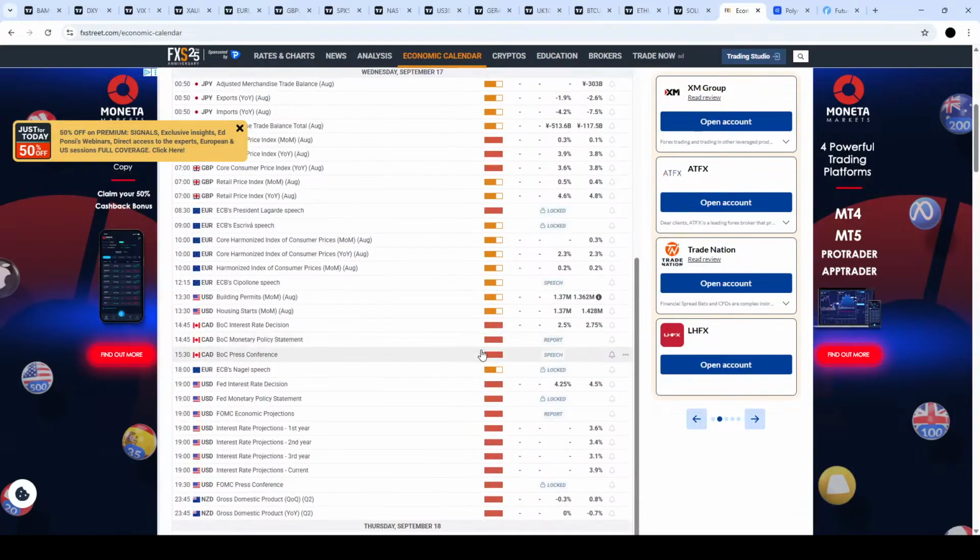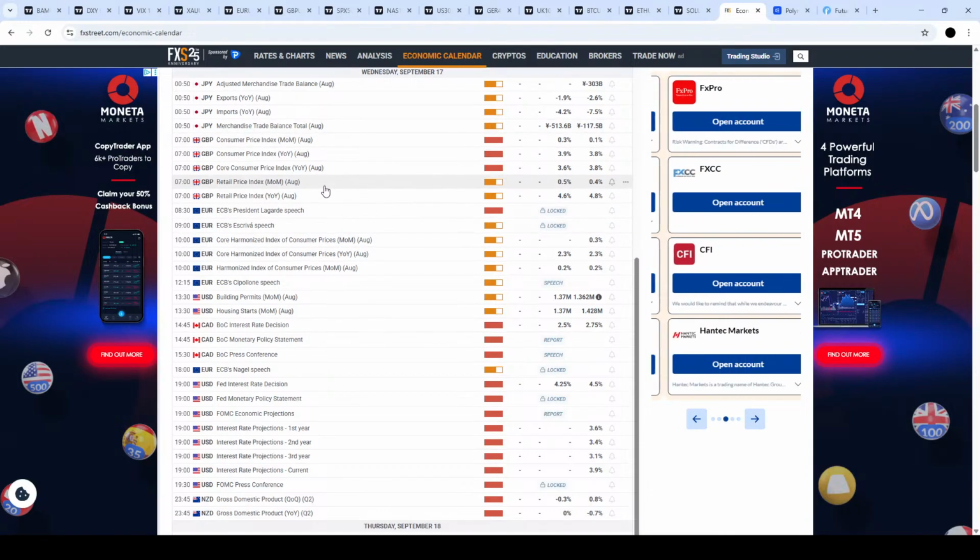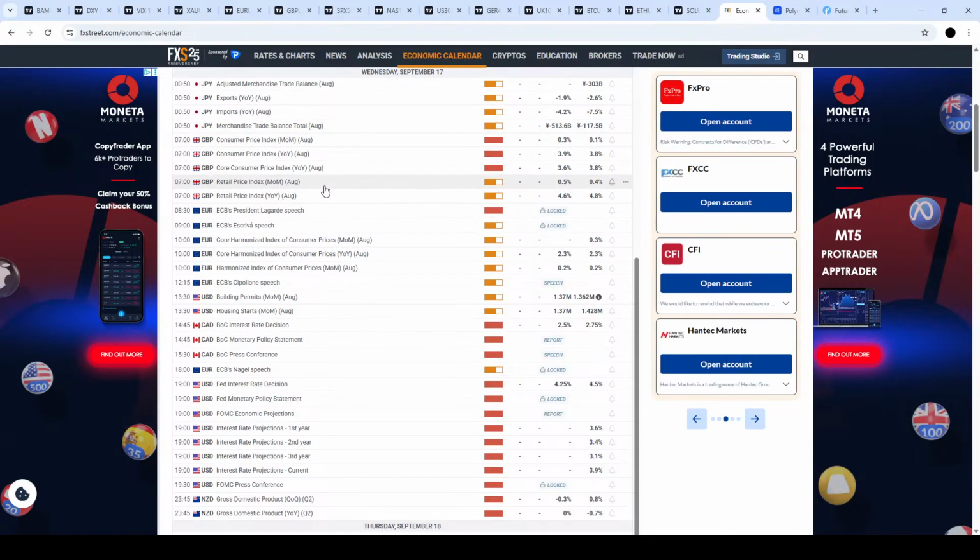As I said, tomorrow is a very, very data heavy week. We've got European data out tomorrow morning with the UK prints on the CPI side. That's going to be important, core and headline, with retail price indexes. We also have European data tomorrow with the core harmonized consumer index prices.